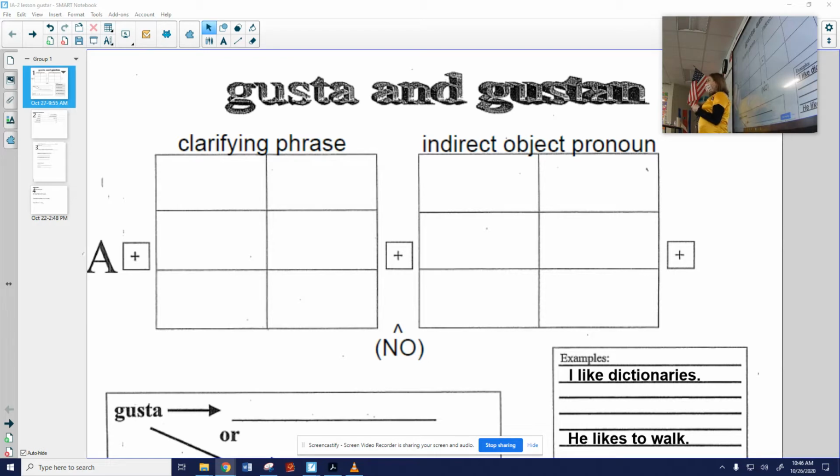Do you remember? O, as, a, amos, an. We're not going to conjugate this verb gustar exactly the same way.